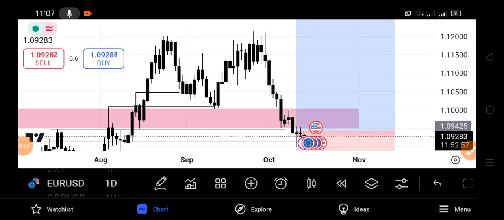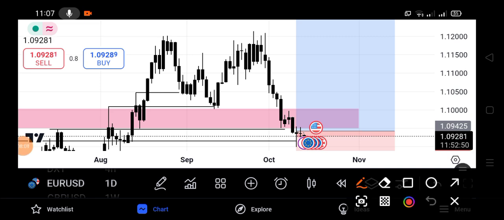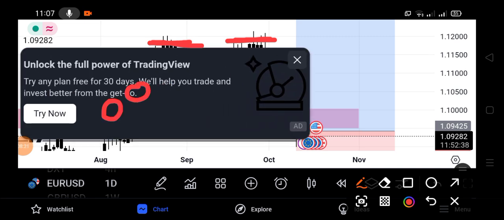Because remember, we don't control what price does. We can only follow price, right? But after taking liquidity, price failed to break above this area. So we know all these rejections here are telling us that price is looking to go to a lower area than this one and a lower area than this one.